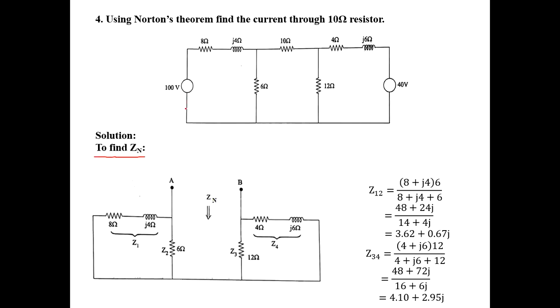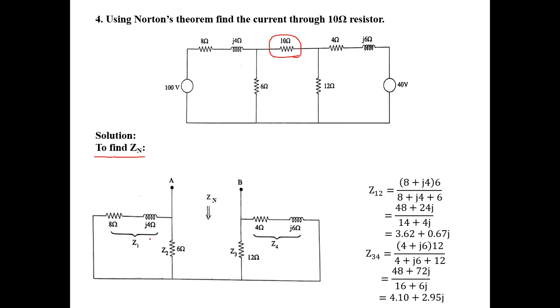To find Z Norton, short this voltage source and then remove the load resistance. Here consider this as the load resistance, because we have to find the current through this 10 ohm resistor. We have to remove this one and apply Norton's theorem. Consider this resistance and inductance as Z1. Next this is Z2, this is Z3 and this value is Z4.